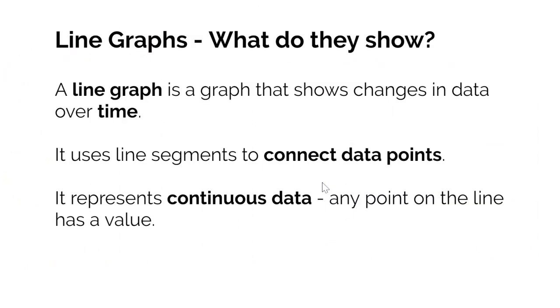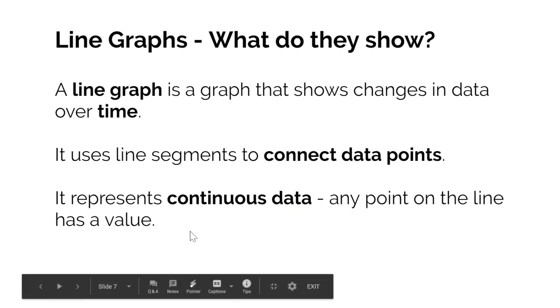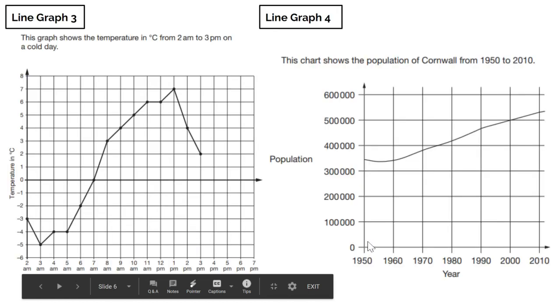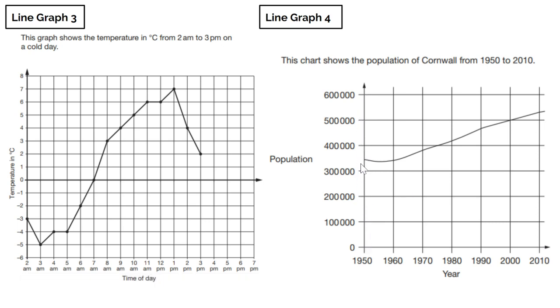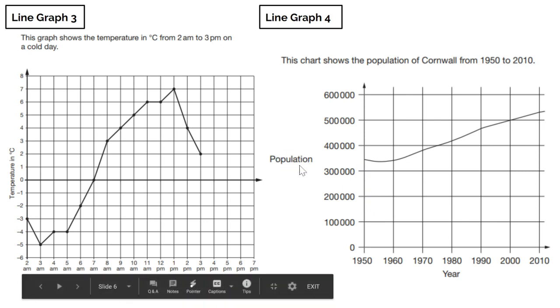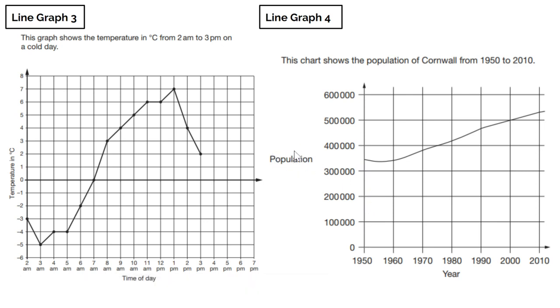Okay, so let's look at the last one. It represents continuous data. Any point on the line has a value. So we talked about it being continuous, so the data continues. There's the time continuing, and there is the data. And the data doesn't change, by which I mean we don't change from population to temperature. It's always about the population. That's the data. So we always have these points connected.